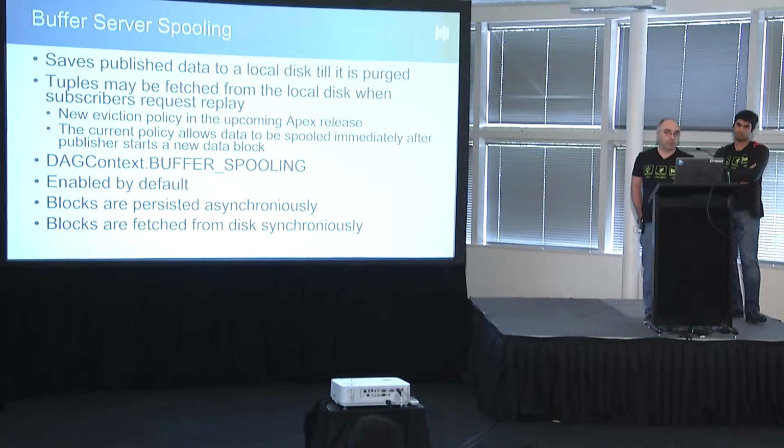So if I have a very fast producer, very fast upstream operators, and downstream operators are not able to keep up, all that data will be in the buffer server. Even though it will not be in the memory of a container, it will be spooled to local disk, but there will be a significant accumulation of unprocessed data. Currently, starting with release 3.0, buffer spooling is enabled by default. If necessary, it can be disabled.